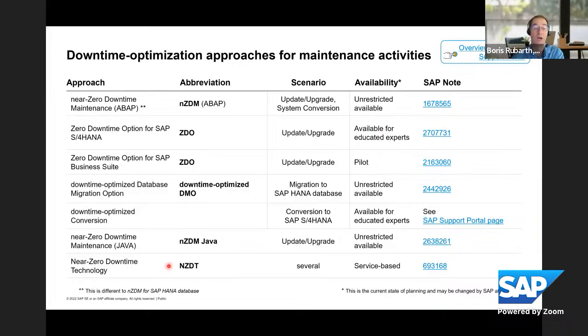That is near zero downtime technology, but that is not part of the tool. It's a service. It's available for several scenarios, but it's a service-based approach. So you will not get an option in the user interface of the software update manager. Instead, you may consult the SAP node, you may contact SAP to get a drastic reduction of the downtime for your scenario, but it's executed by experts from SAP. So it's not a tool that you can use on your own.